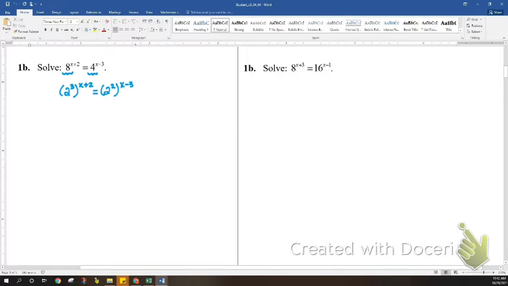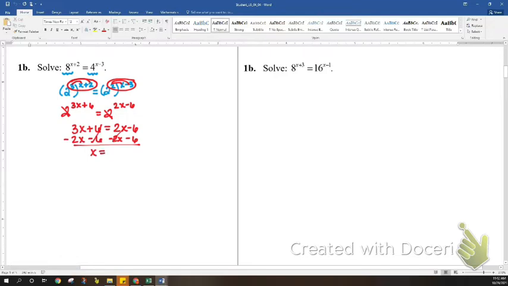Now remember, when you have one base but two exponents like this, you're going to multiply those exponents, which means we're going to distribute the 3 and distribute the 2. So we get 2 to the 3x plus 6 equals 2 to the 2x minus 6. Bases are the same, so we can ignore those. So we know that 3x plus 6 has to equal 2x minus 6. Let's just solve that. And so we end up with x equals negative 12.